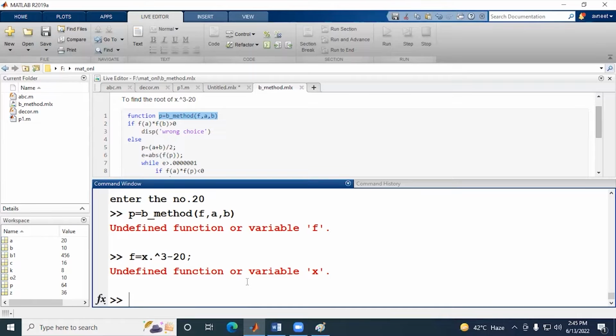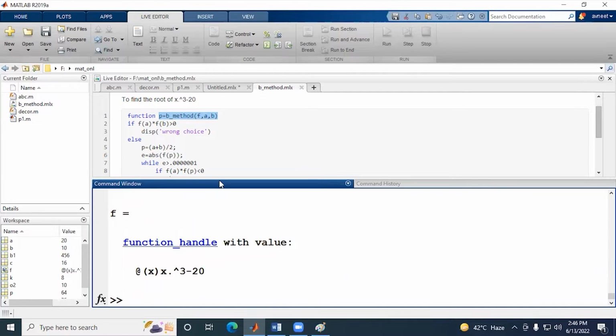How would I tell that x is this? This is my question. Whenever you are writing any variable in your mathematical equation that you are actually calculating, how will you give the value? Use the at-the-rate symbol, then bracket x, and now write your equation with a space. Now write your equation here in f.